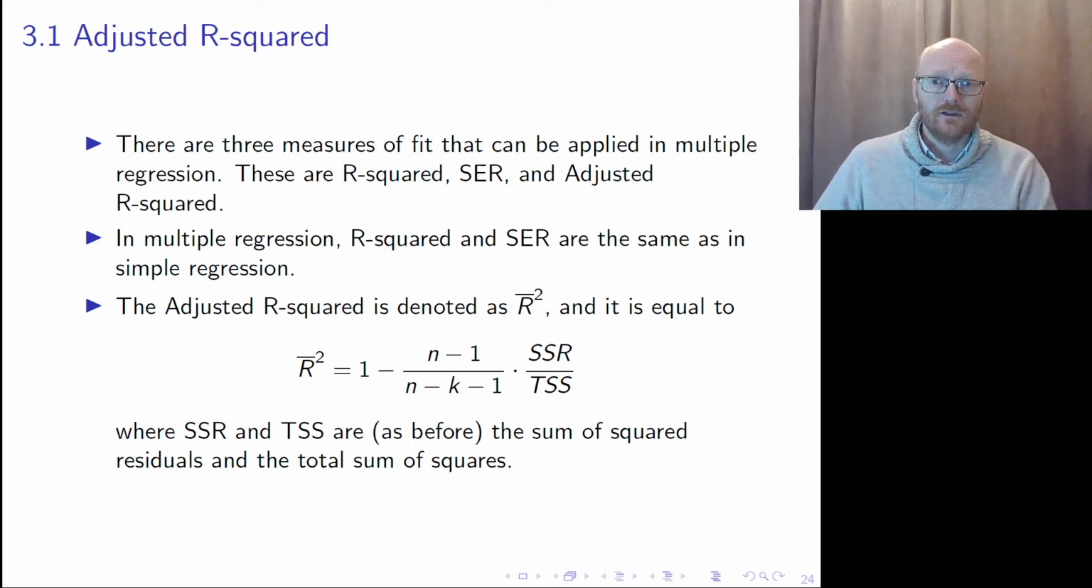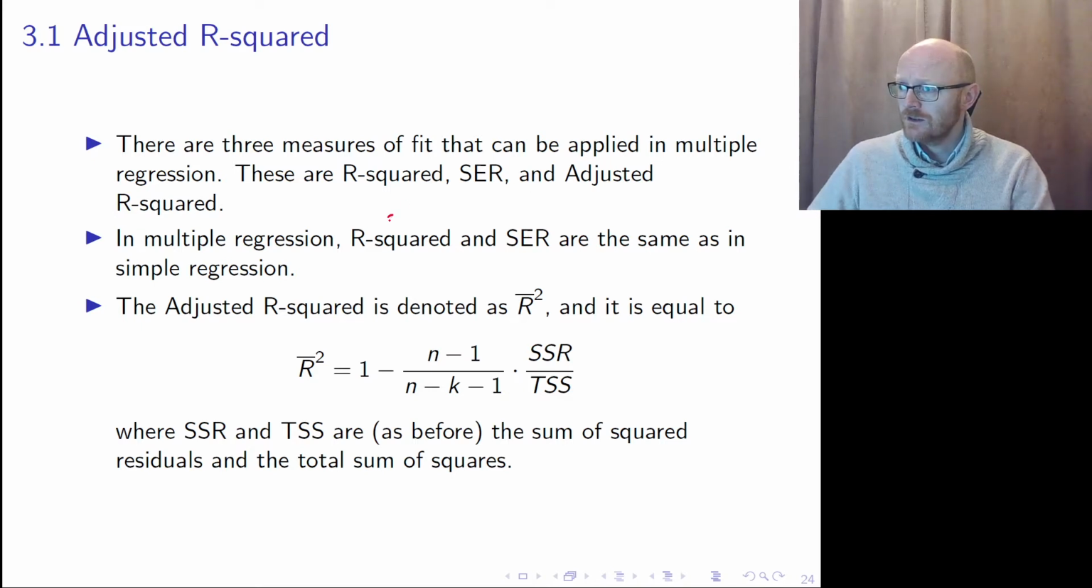In the multiple regression framework, there are three ways we can measure the fit of our regression. One is the R squared, the second is the standard error of the residuals, and the last one, the new one, is the adjusted R squared. In multiple regression, the R squared and the standard error of the residuals are the same as in simple regression with only one X variable.